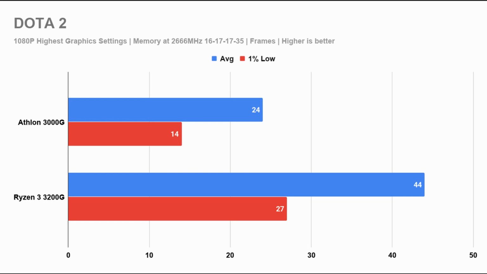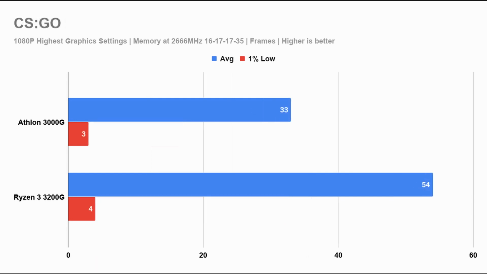2 and CSGO. My settings are 1080p with maximum visual quality. You'll get by with better frame rates at 720p with medium or low graphics settings.